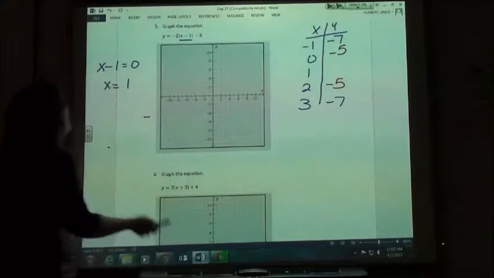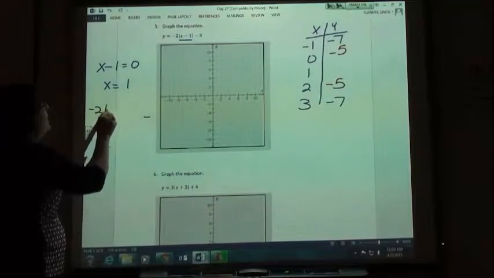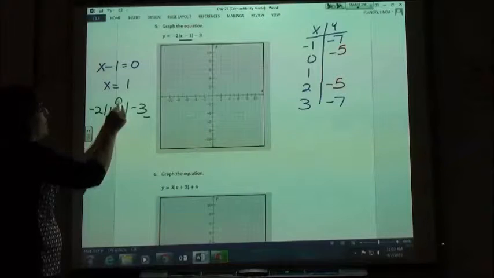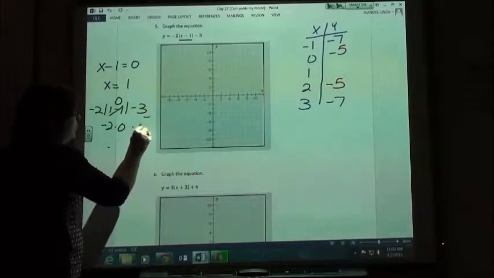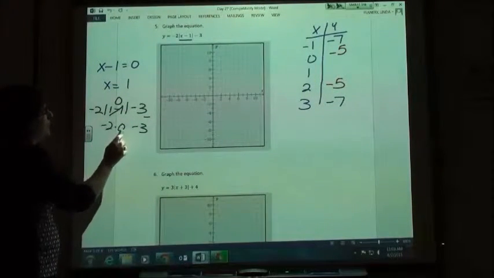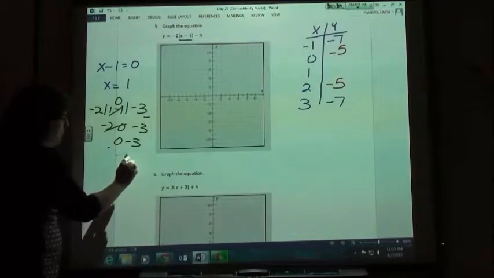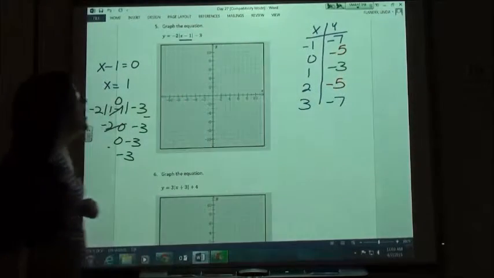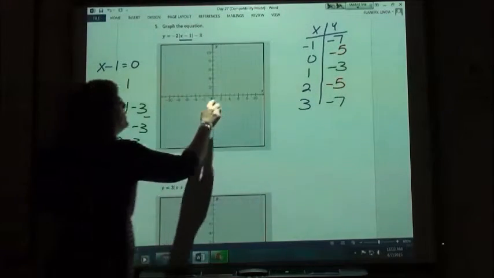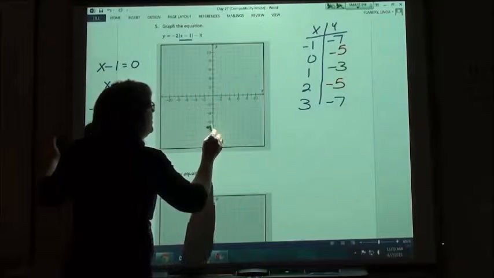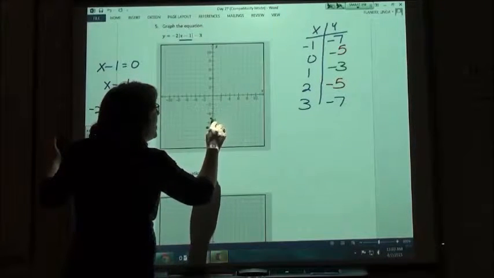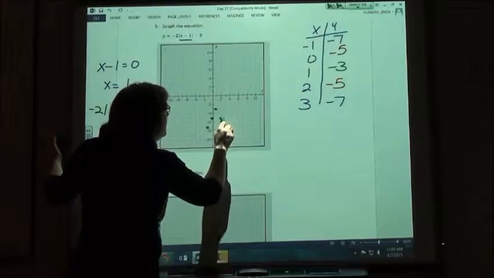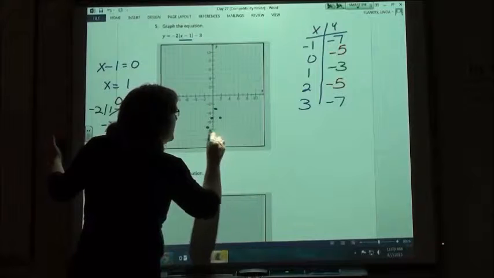If I put my 1 in there, negative 2 times 1 minus 1, minus 3. So 1 minus 1 is 0. Negative 2 times 0, minus 3. Negative 2 times 0 is 0. 0 minus 3 is negative 3. I can then plot my points. So negative 1, negative 7; 0, negative 5; 1, negative 3; 2, negative 5; and 3, negative 7.